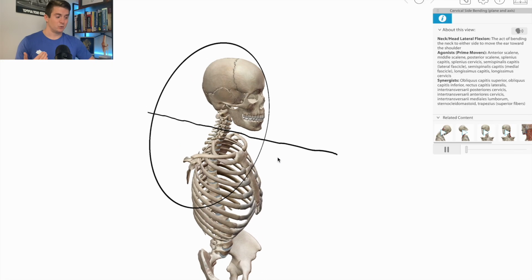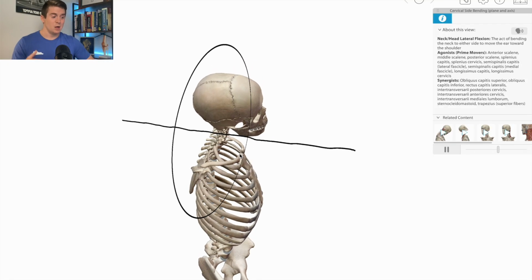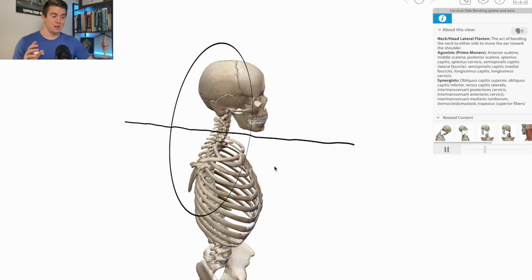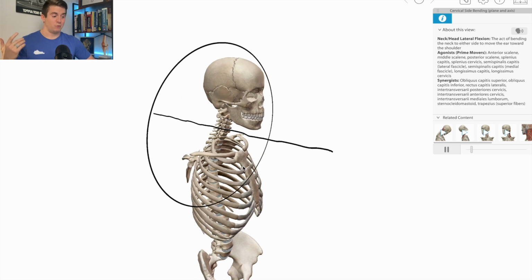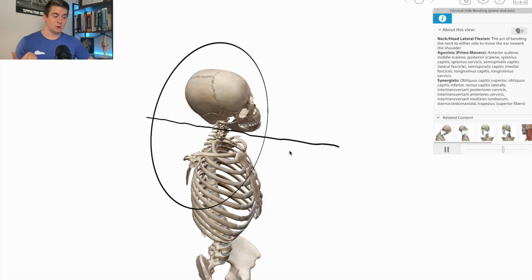Okay, so cervical side bending is a movement that is moving through the frontal plane and that is moving about an axis of rotation that is going perpendicular to it from an anterior position to a posterior position. So frontal plane movements like cervical side bending have an anterior to posterior axis of rotation.